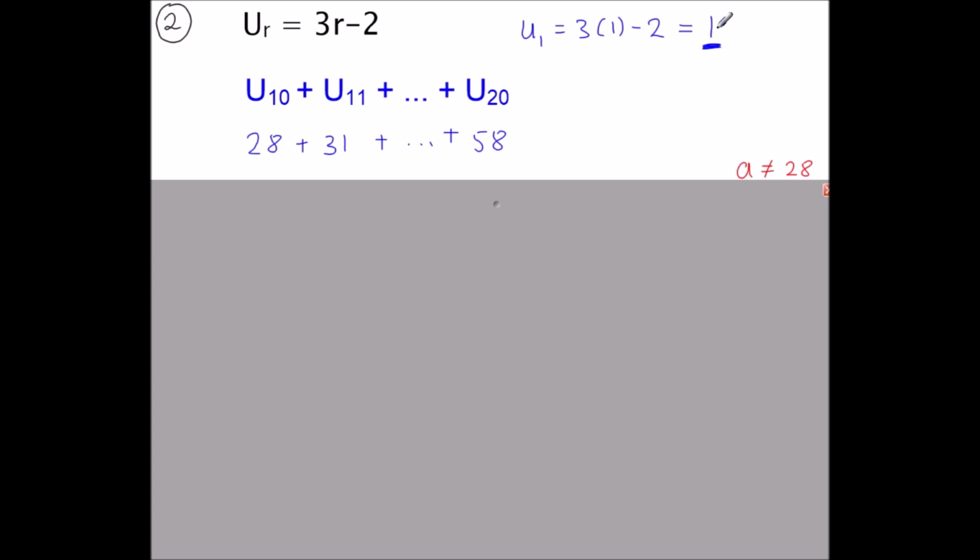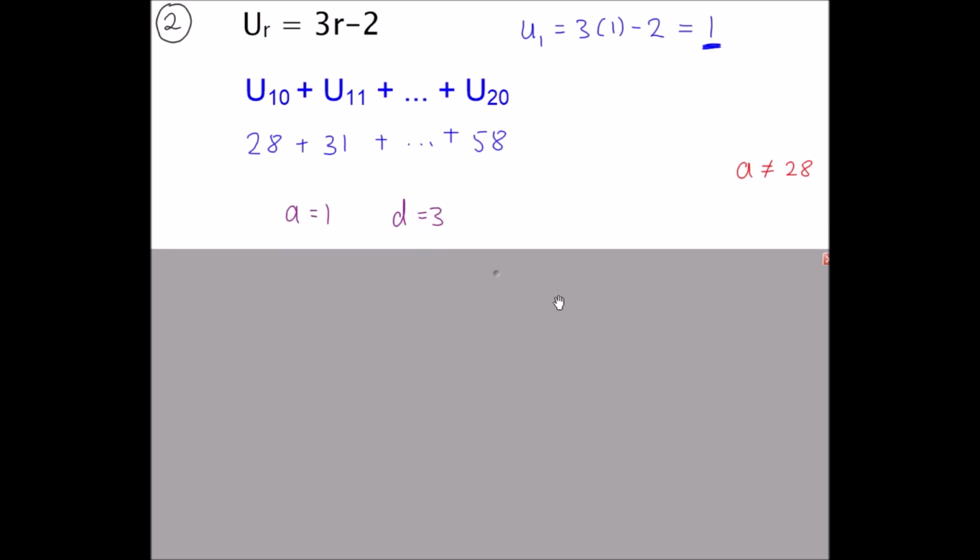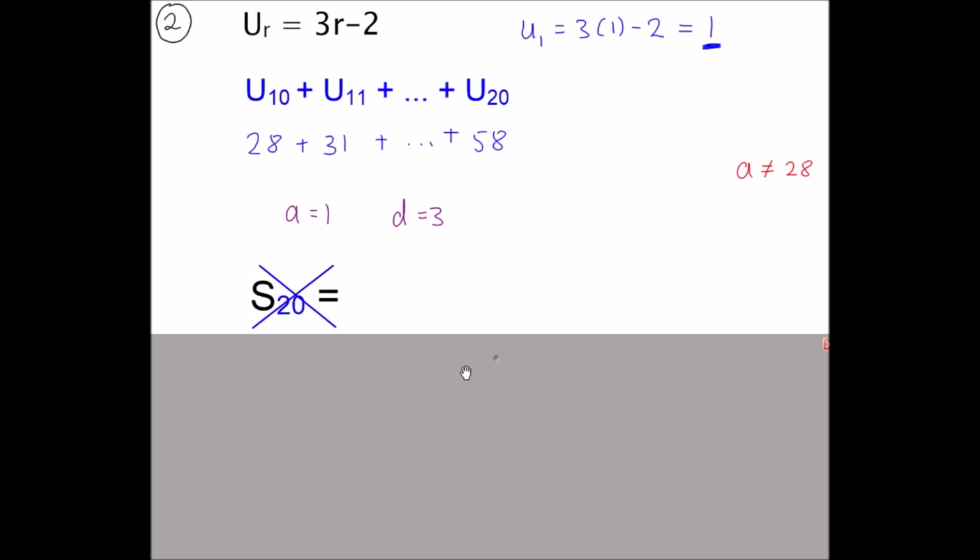So that's the actual first term. That's what a is equal to. It's not this. It's not 28. This is not the first term in the series. The first term is 1, so a equals 1. And the difference between the terms, as we can see, is 3. So we have an arithmetic series, first term 1, common difference 3, and we want the sum of all the terms from the 10th term up to and including the 20th term.